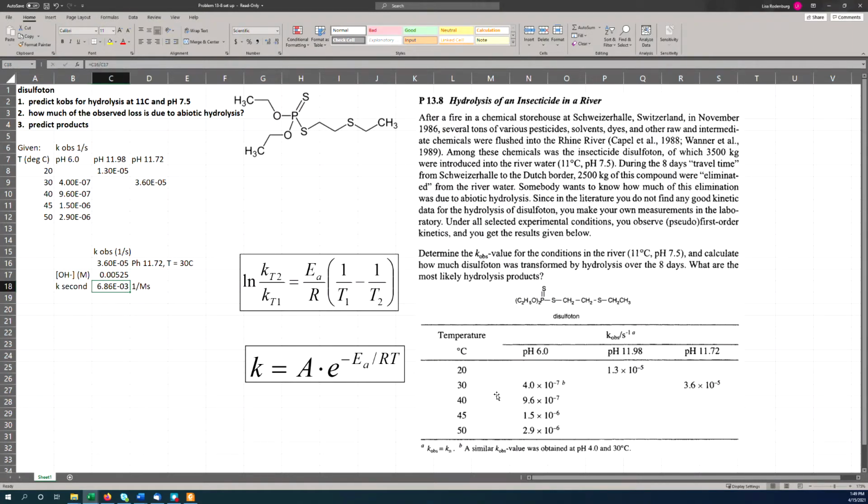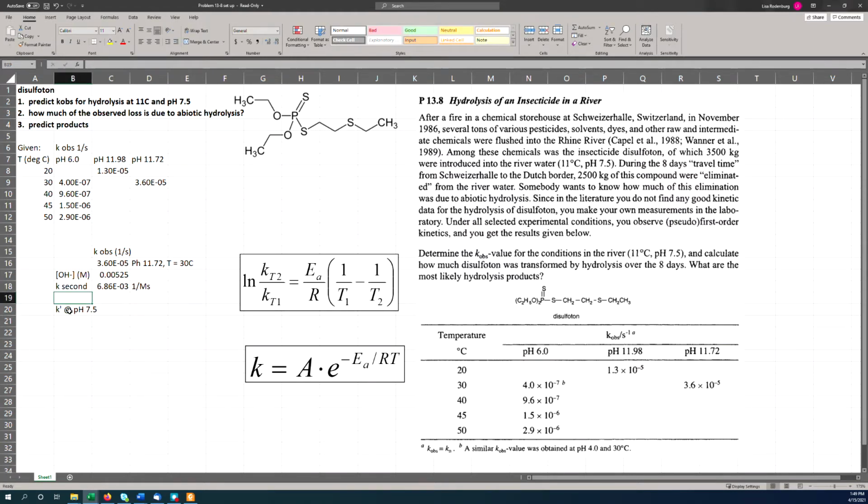Okay, now the question is, what would the rate of that reaction be if we were at a pH of 7.5, which is what's prevailing in the water column? So K, I'm going to call this K prime because that's what you always call pseudo first order rate constants. So this is at pH of 7.5.